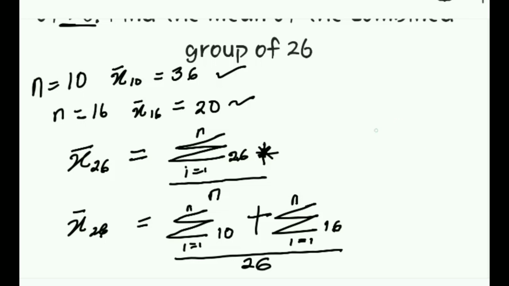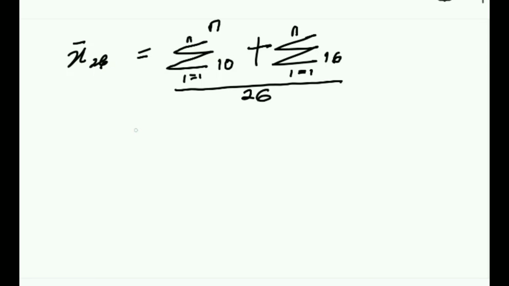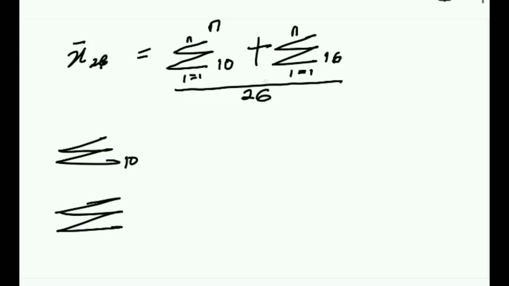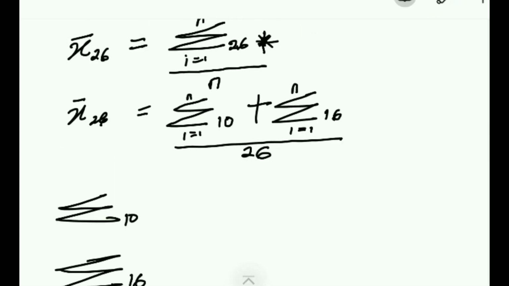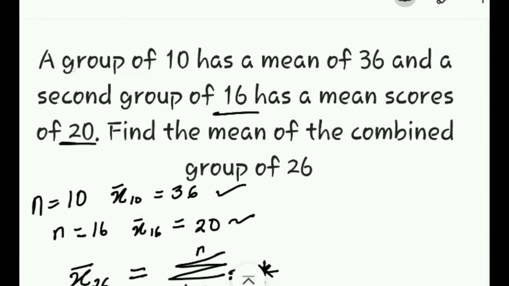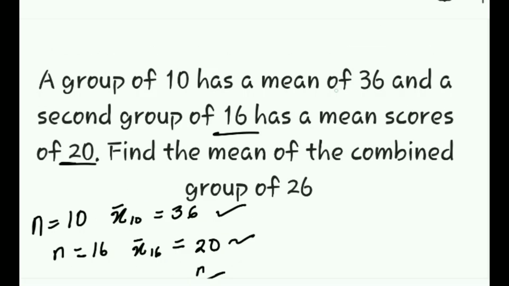So now we need to be able to solve this. We need the summation of all the individual scores for the first group, 10 of them. We also need the summation of the individual scores, 16 of them in the second group. How do we find this? In the question, we have been told that a group of 10 has a mean of 36. The first group, there are 10 individual scores and the mean is 36.